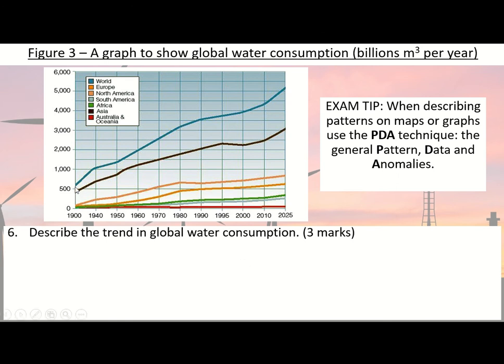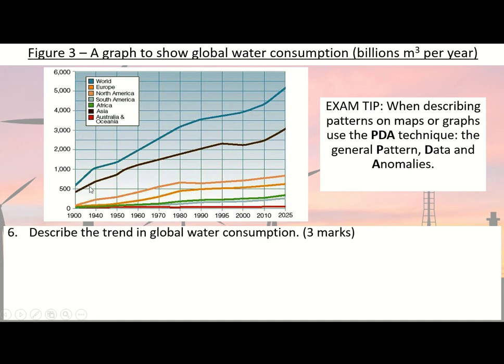You can see that from 1900, global water consumption has increased from about 600 billion cubic meters per year to a predicted 5,000 billion by 2025, so 5 trillion cubic meters of water per year. That's a huge increase, nearly tenfold, 10 times the amount of consumption. Huge numbers. But then it's broken down into the different continents.